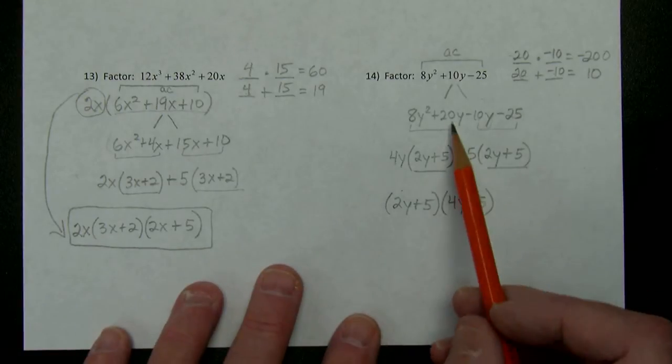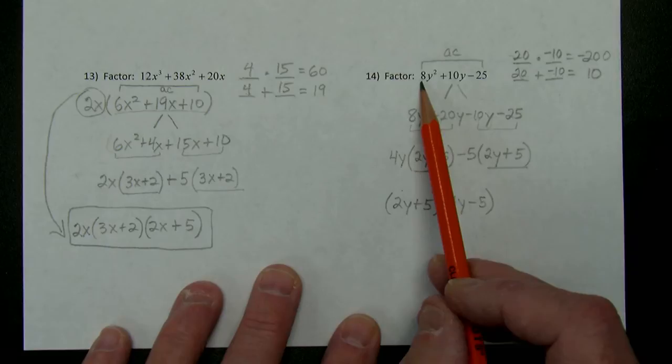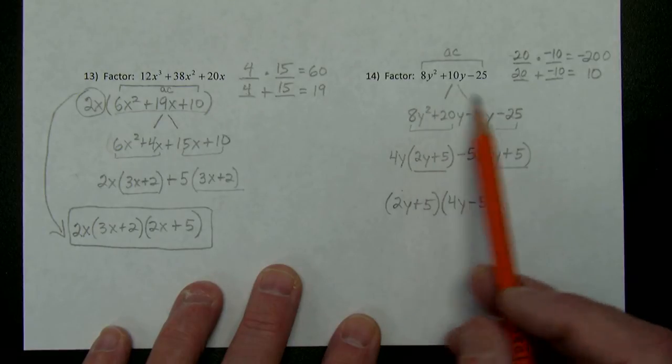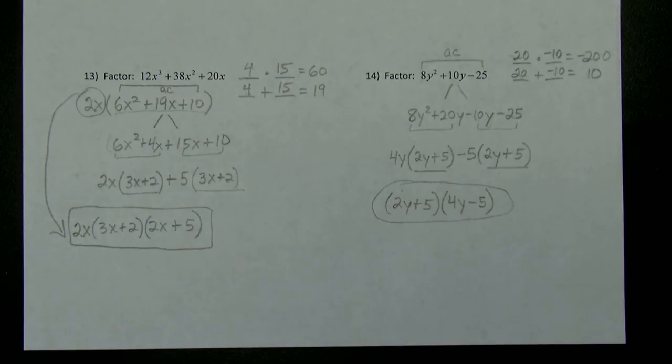So on number 14, we didn't have a greatest common factor to begin with. There isn't anything other than 1. So we just went ahead and started. And so when we get down here, we just have those two factors and we didn't have any greatest common factor multiplied in there. So hopefully these videos will help you.